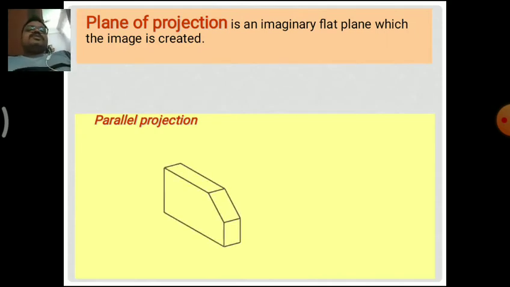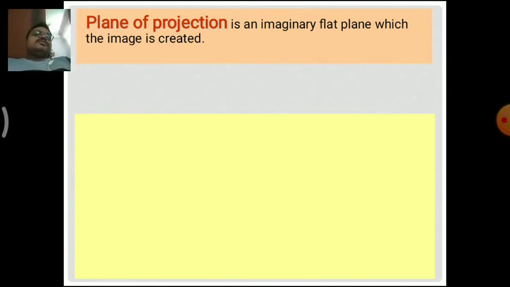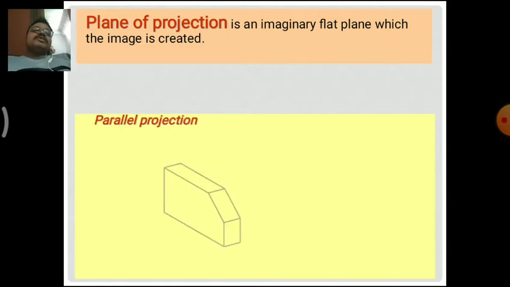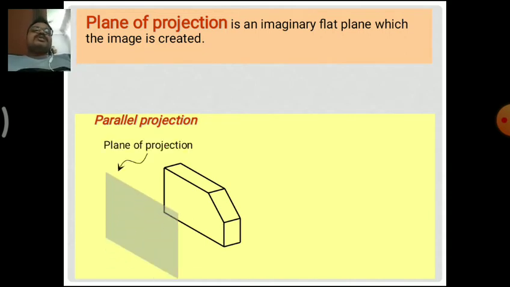So next one is the plane of projection. The plane of projection is an imaginary flat plane on which the image is created. So the image is created on a flat surface. First one is the parallel projection. In the parallel projection, the image is created on the imaginary flat plane. There you can see the plane of projection.